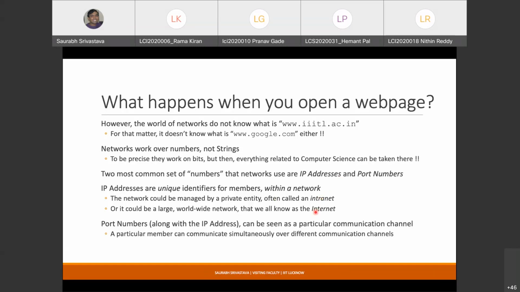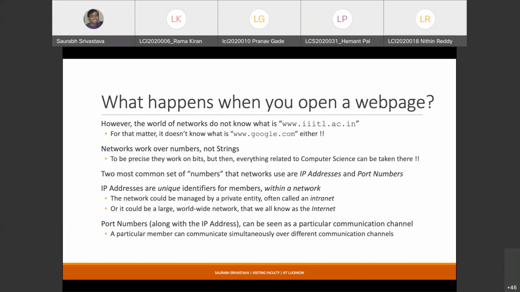Port numbers are essentially, you basically identify a device on a network with the help of its IP address, and a port number is more like a communication channel. It defines that there are two members on the network and they want to communicate with each other. A port number is like a particular communication window.